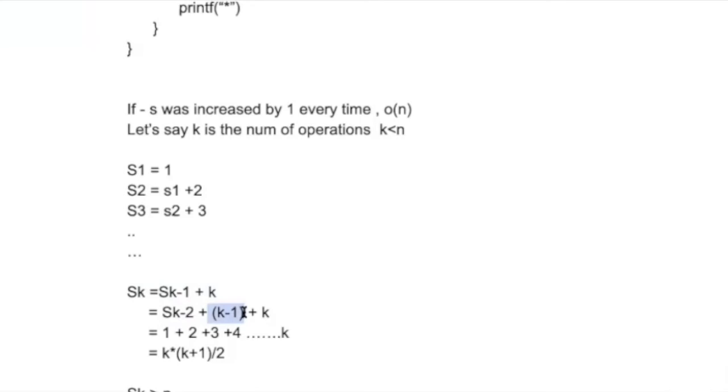Then I can further break sk minus 2 to sk minus 3 plus k minus 2. And if we keep on breaking it, it will reach the s1, and that value will be 1. So I'm just expanding that to 1 plus 2 plus 3 plus 4 up to k, which is equal to k into k plus 1 by 2. Makes sense? Perfect.